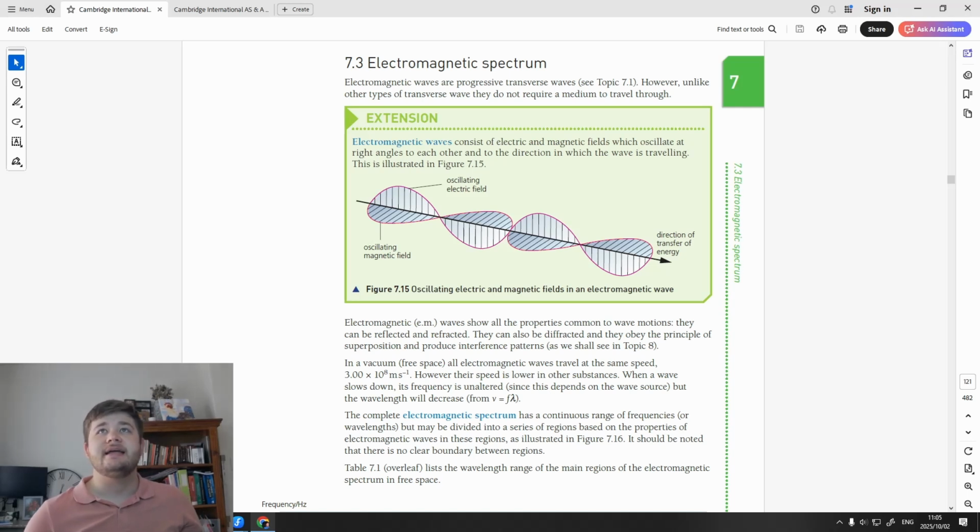This here states that electromagnetic waves are progressive transverse waves. However, unlike other types of transverse waves, they do not require a medium to travel through. So they can travel through the vacuum of space, or they can travel through air, they can travel through water, depending on the wavelength and the frequency, and we will be looking at the different types as we go on. Now, as an extension, electromagnetic waves consist of electric and magnetic fields which oscillate at right angles to each other. This is something we looked at a little bit before, and I will link a source from Wikipedia so you can actually see this in action.